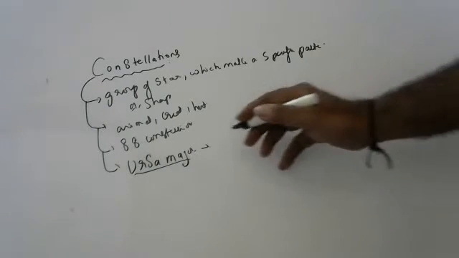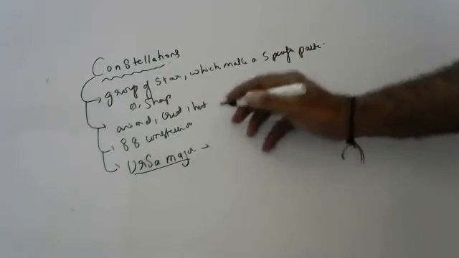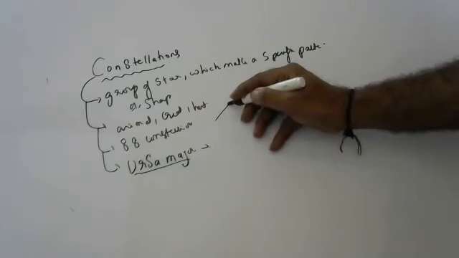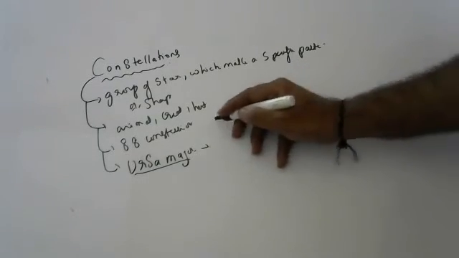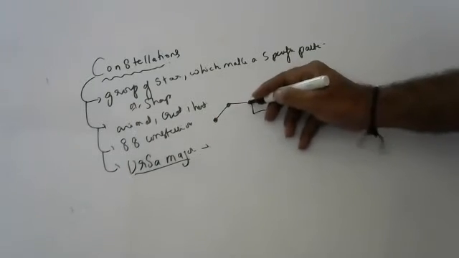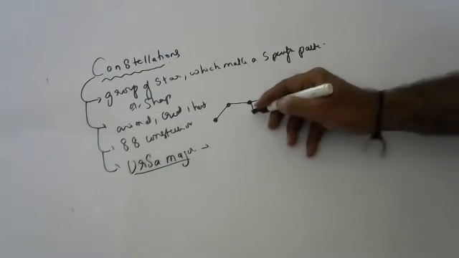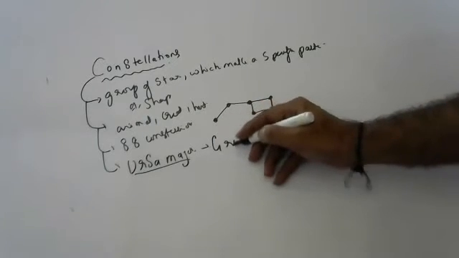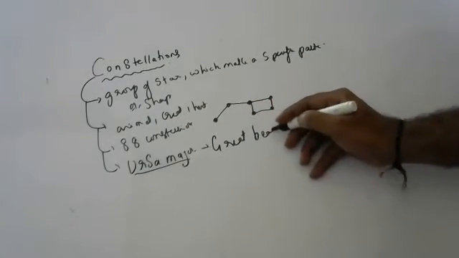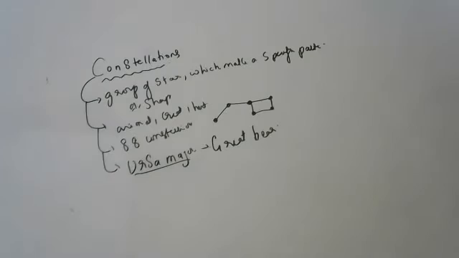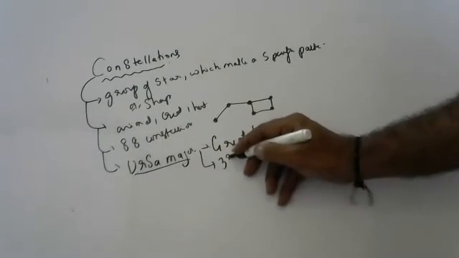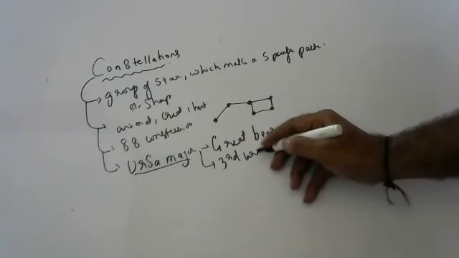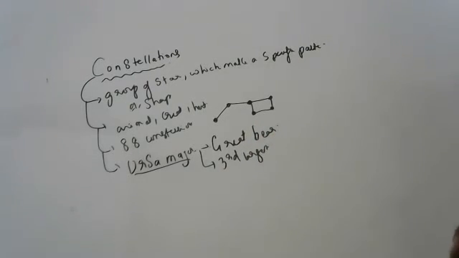If you see it in the night sky, it looks somewhat like this, children. Ursa Major looks something like this. Here one star, here one star, here one star, here one star. This is called the Great Bear constellation. It looks like a bear, children. The Great Bear is the third largest constellation in the sky.